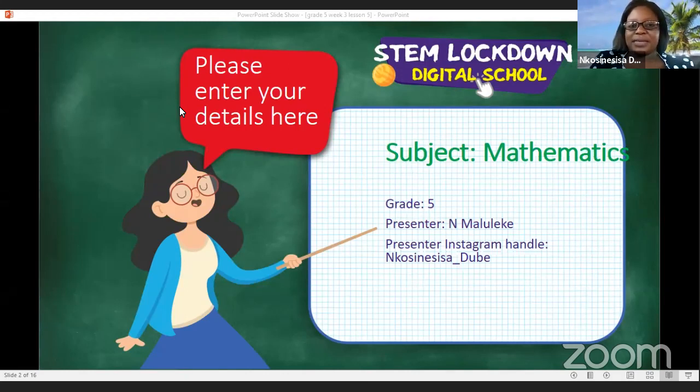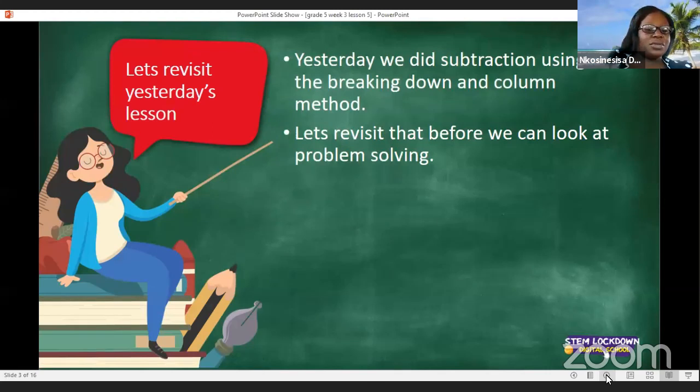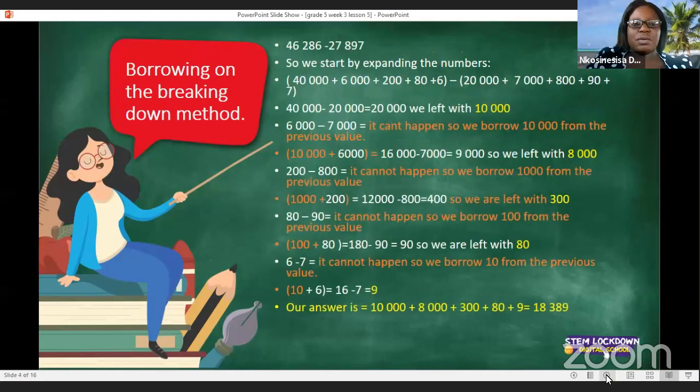So as I said, we're going to go back to what we did yesterday. Yesterday, we were busy doing subtraction, and then we used the breaking down method. I remember it was Neo, if I'm not mistaken, and Neo was explaining that breaking down thing. So I'm just going to take you through it before we can go to problem solving. So looking at subtraction and using the breaking down method, I gave you a number there. So we have 46,000. Remember, now we do 5-digit numbers.